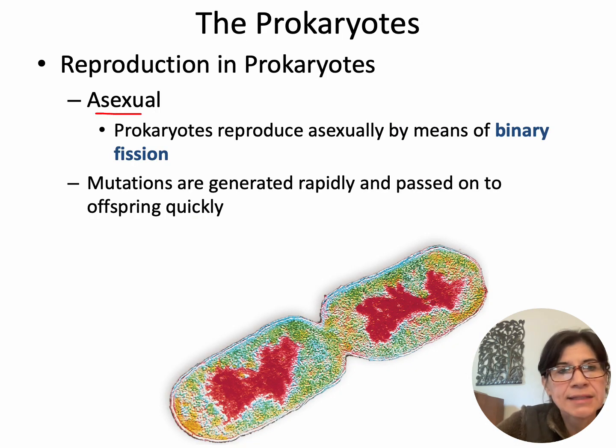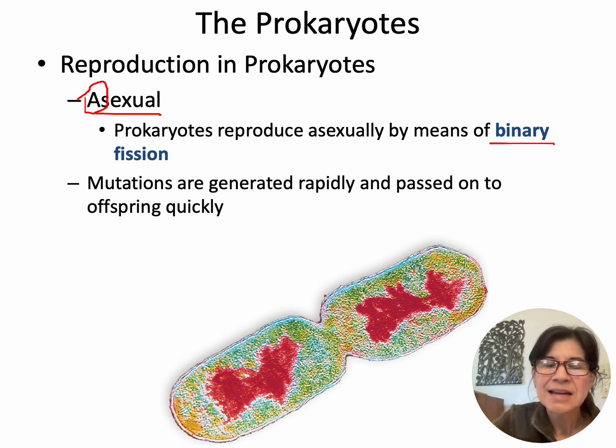Prokaryotes reproduce asexually. When you put A in front of a word, it means without, so without sex. They have one parent, and they duplicate into two identical prokaryotic cells. That is referred to as binary fission. Okay, so here you see one bacteria splitting into two. It's kind of like a simplified mitosis. They do have to replicate their genetic material, but because they don't have a nucleus that's membrane bound, we don't call it mitosis, but it's like a simplified mitosis. One cell becomes two, they're both genetically identical.